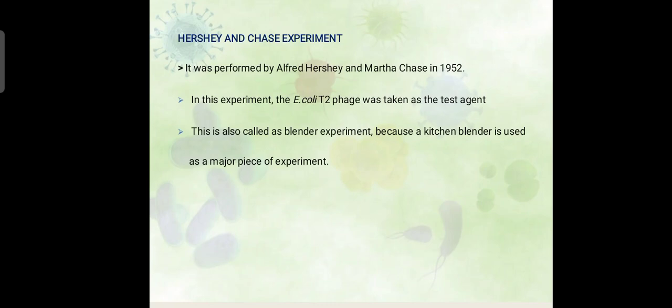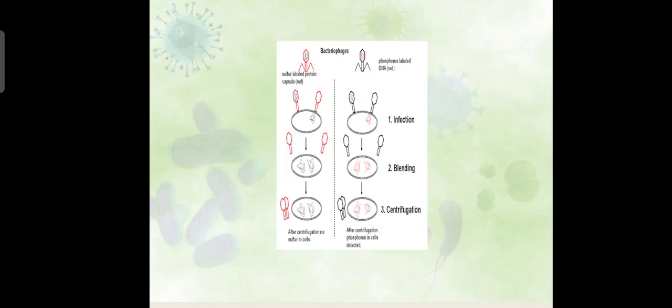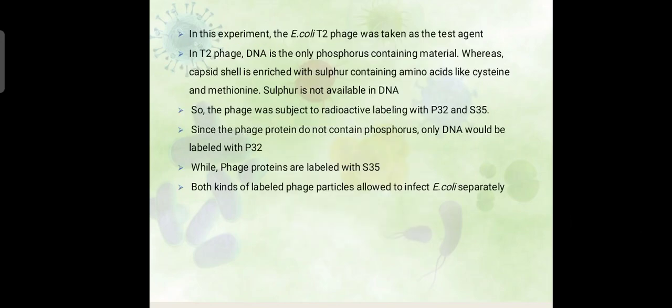Next, the Hershey and Chase experiment. It was performed by Alfred Hershey and Martha Chase in 1952. In this experiment, the E. coli T2 phage was taken as the test agent. This is also called the blender experiment because a kitchen blender is used as a major piece of equipment in the experiment.